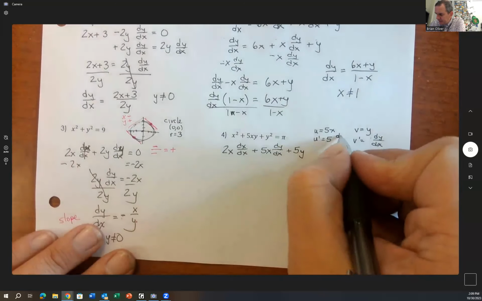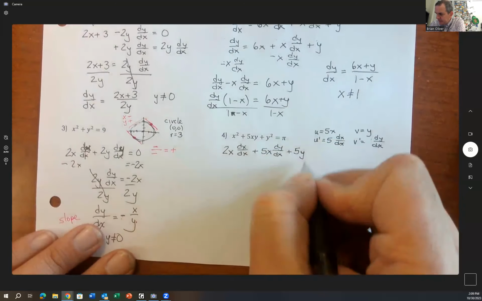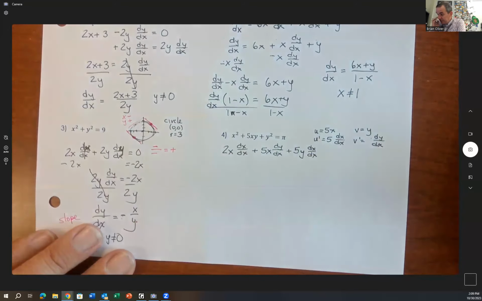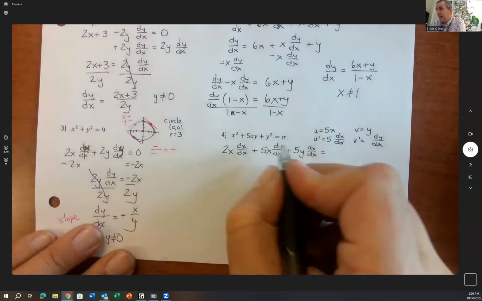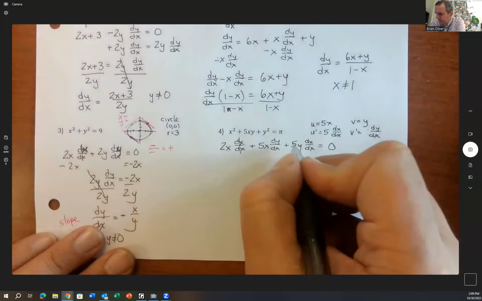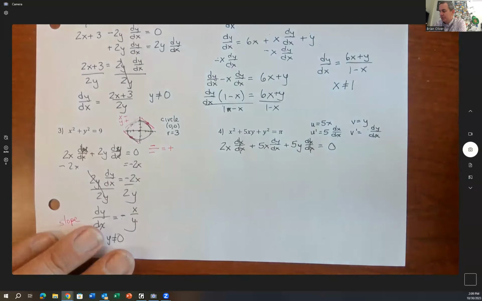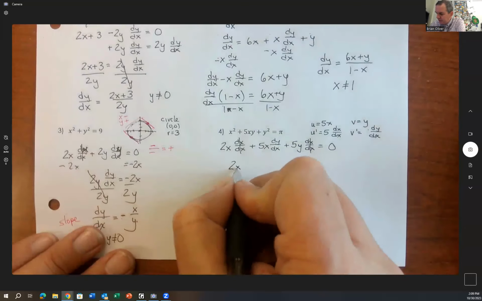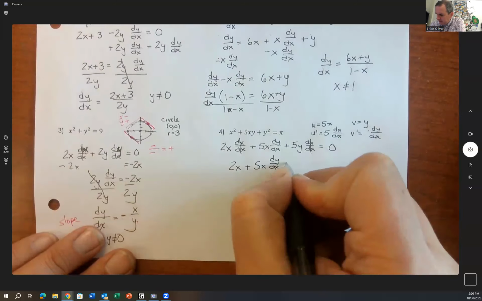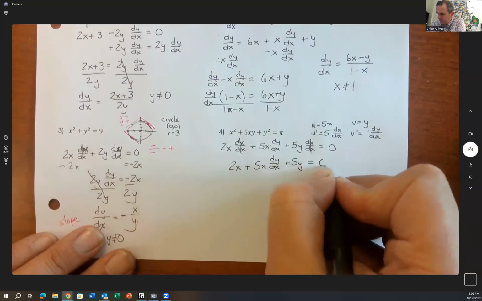And that's technically dx/dx, which equals 1. Pi is a constant, and the derivative of a constant is 0. Those divide out, so technically we don't need to write them down. I'm just showing you where they are. So this is 2x plus 5x dy/dx plus 5y equals 0.